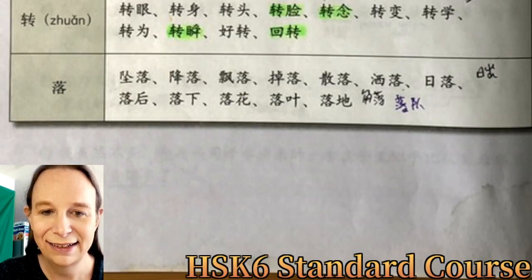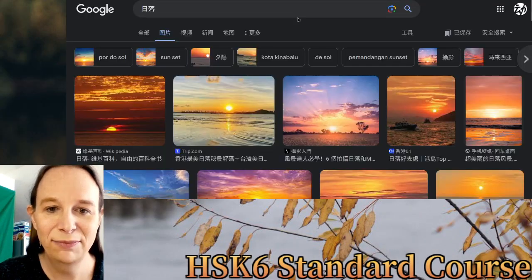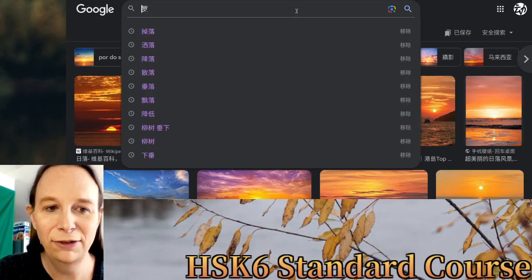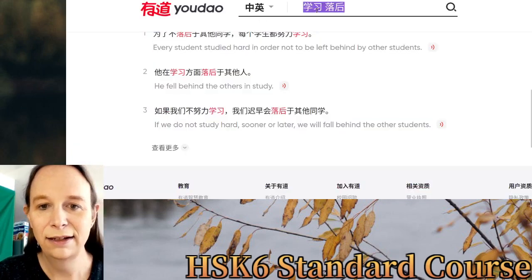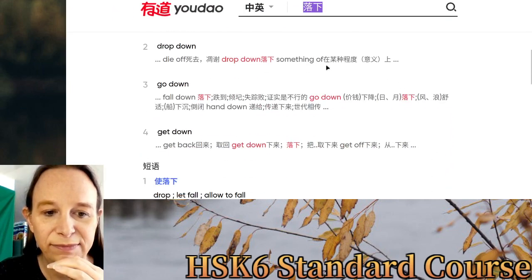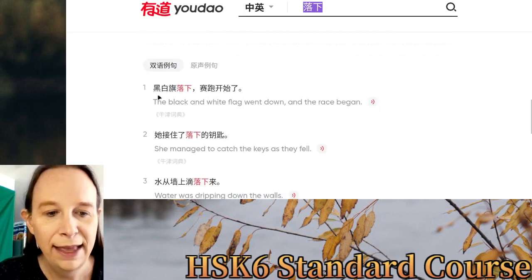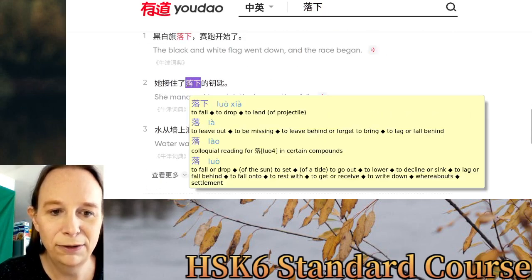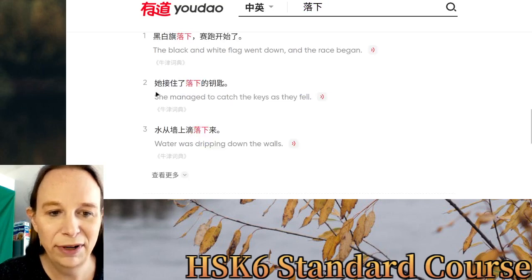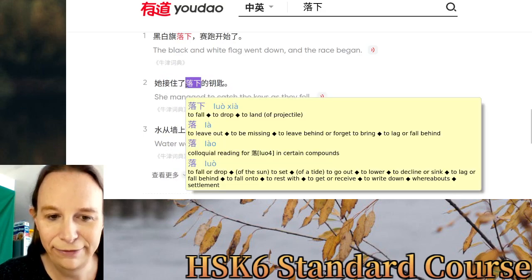Next, 落下. Yeah, all right. That probably means what you think it means. 落 means to go down, 落下 means to go down, right? 黑白旗落下. Okay, the black and white flag went down. 落下, fall, droop, land. 接住了落下的钥匙. 接住, okay, so catch. So she caught the keys as they were falling. 落下的, okay, falling keys.